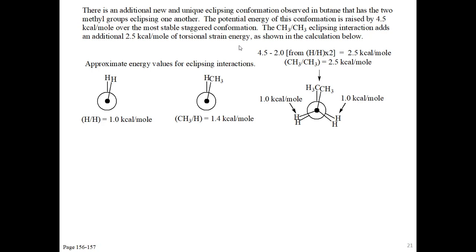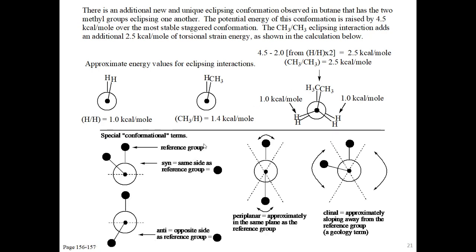But first, let's do a little calculation. First, let's just go over those energies that I just gave you. 1.0 for HH, 1.4 for H methyl, and 2.5 for two methyls facing each other. We have some complicated terms. I'm going to give them to you, but we're going to go with the simpler terms that people typically use.